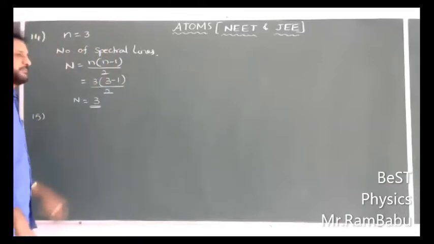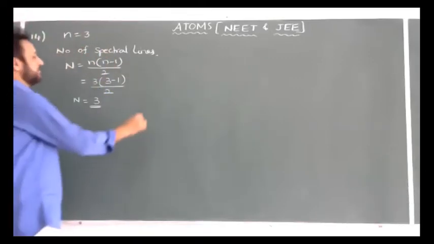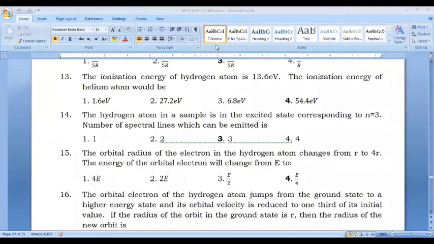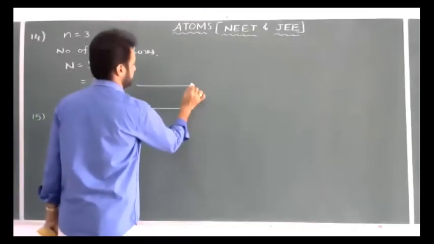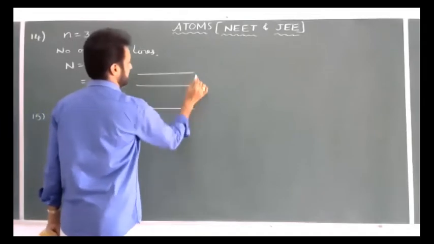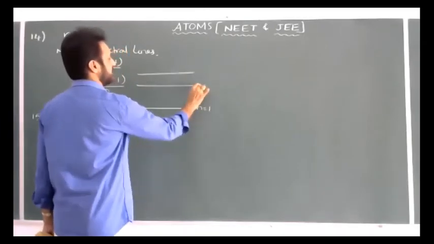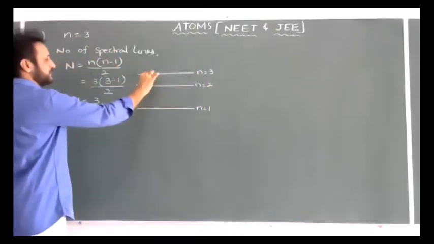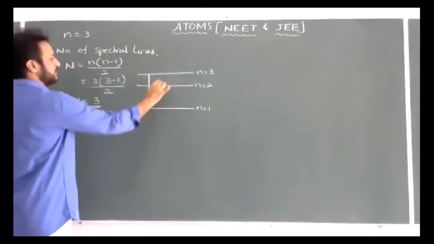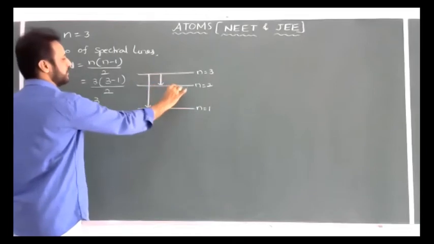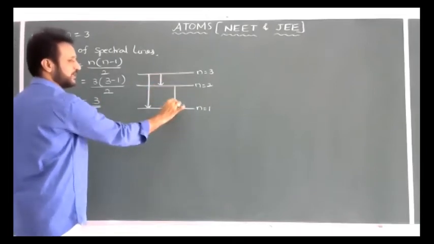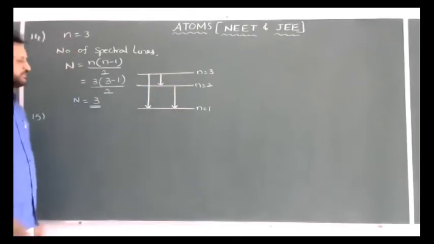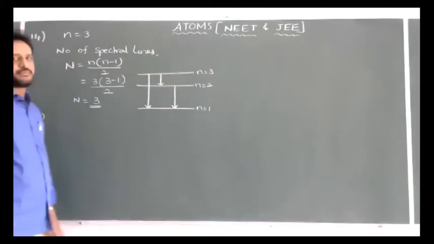So it is a formula for the number of spectral lines. How we get these 3 spectral lines, we can draw a simple diagram like this: n is equal to 1, n is equal to 2, n is equal to 3. The electron may jump from the third orbit to the first orbit, third orbit to the second orbit, or second orbit to first orbit. Total 3 spectral lines are possible. That's all. Next, question number 15.